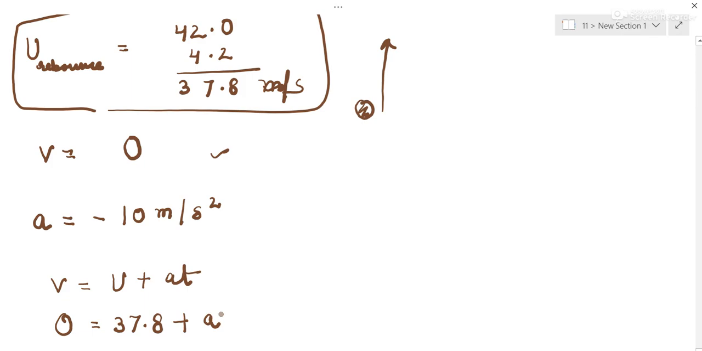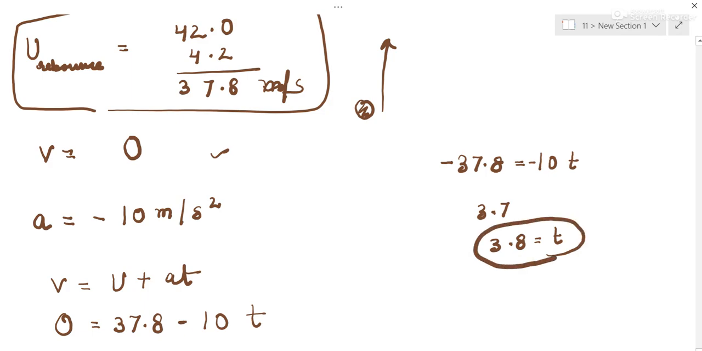Acceleration is 10 and into t, so it's minus 10. So minus 37.8 is equal to minus 10t, minus cancelled, and it will come as 3.7. Okay, we will take it as 3.8. So this is the time. This is important for me. Time and velocities are important.